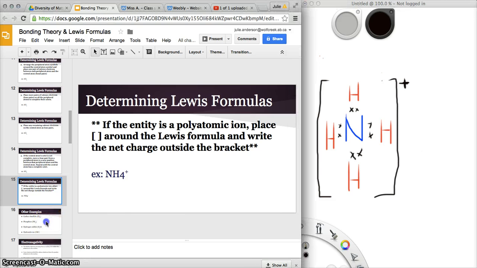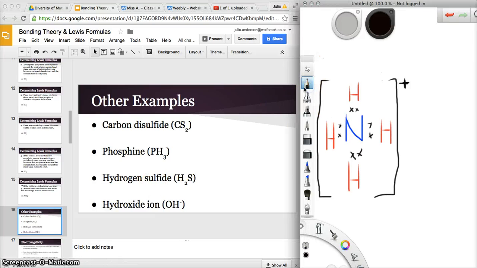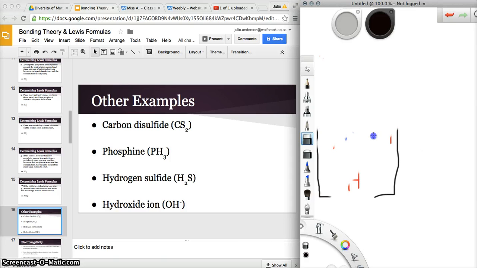All right, I have other examples here that we can try. Let's take a look at phosphine and hydrogen sulfide really quickly in my example. And I'll just remind you again that I have provided you with some note packages that have some more examples of how to work through these Lewis structure formulas. All right, so let's start with phosphine, or PH3.